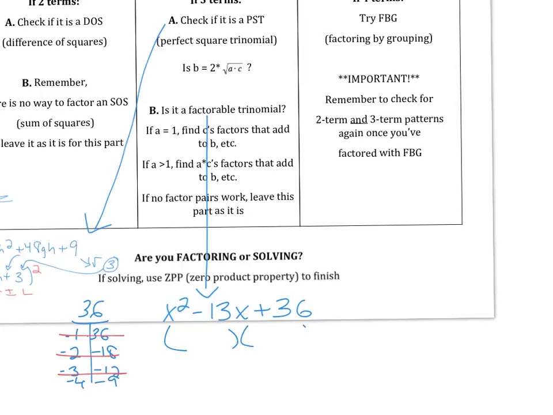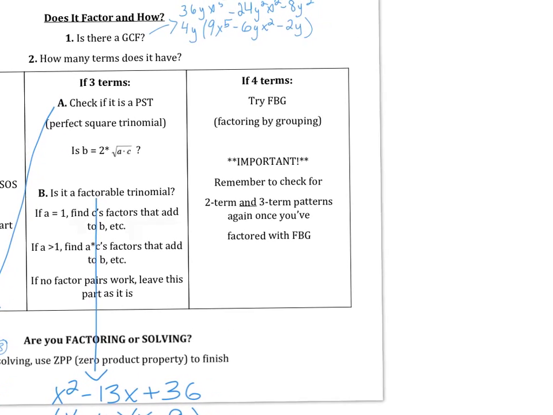So now we're going to start making our parentheses, remember? We know we're going to get x squared by x and x, and we got a minus 4 and a minus 9. Okay, so that's a factorable trinomial. Before we get to the next part, which is when a is not 1, let's skip over to our 4-term pattern really quickly, and that is factoring by grouping.